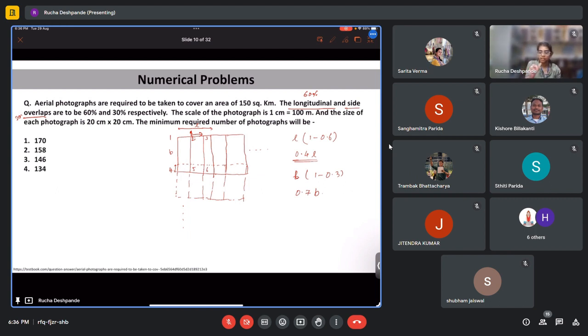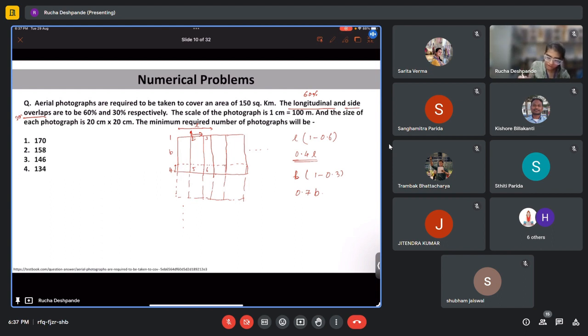So we calculate the effective area which one photograph is occupying. We know the total area, and then we divide the total area by the area of one effective photograph, and that is how we will be able to calculate the minimum number of photos required.